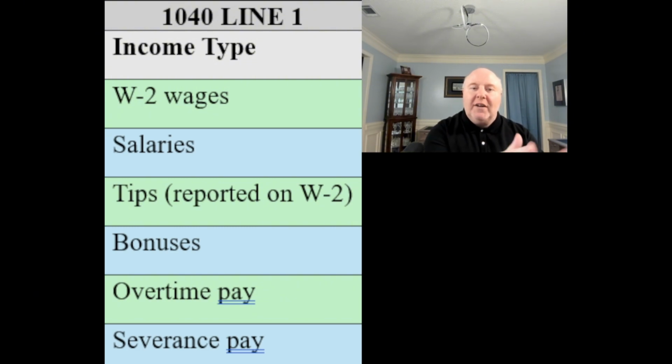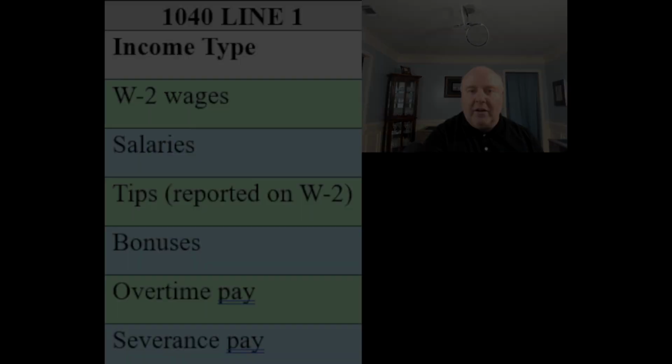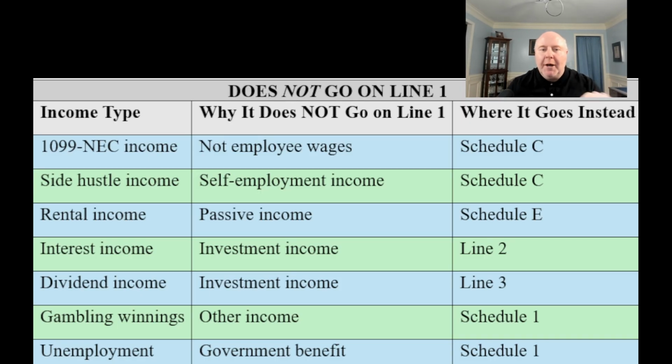But what I need to show you, and it's easier to understand what goes on line 1, if I show you a table of items that do not appear on line 1. So let's take a look at that. If you have this type of income, do not put it on line 1. You can see where they go. Many of them are going in schedules or they appear on other lines. So it's important to be able to distinguish between those. And of course, I'm going to be doing a video on each of these lines and each of these schedules, so you're going to have access to that so you can get more information on them.